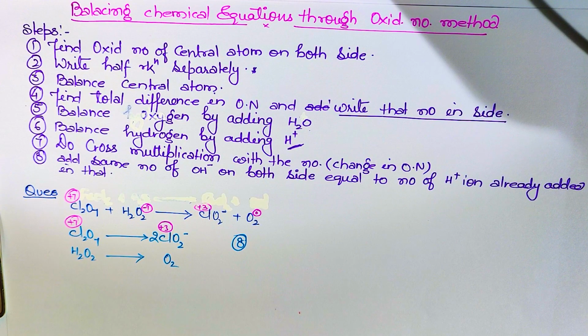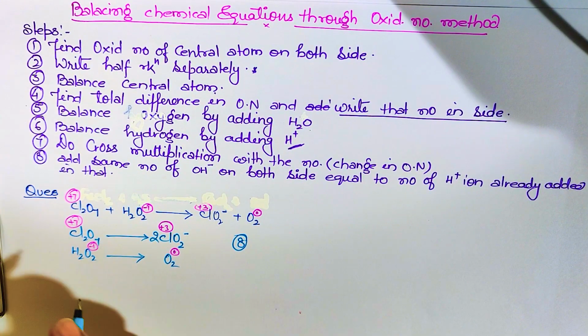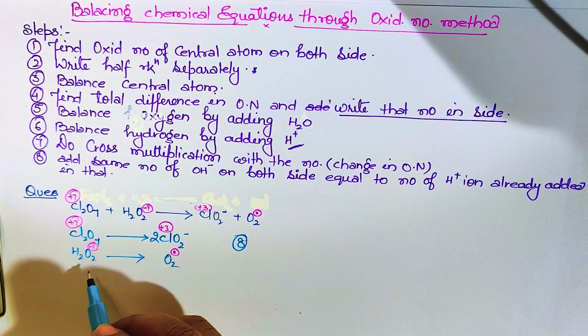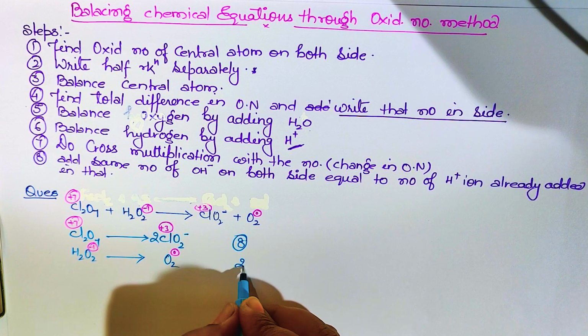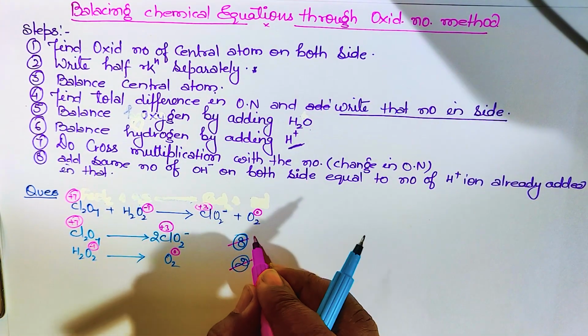So find the oxidation number. Here it is -1, and here it is 0. So the difference is, since atoms are equal, so find the difference. Difference is of 2, -1 and 0. So we can make it simple. Yes, this will be 1 and this will be 4.